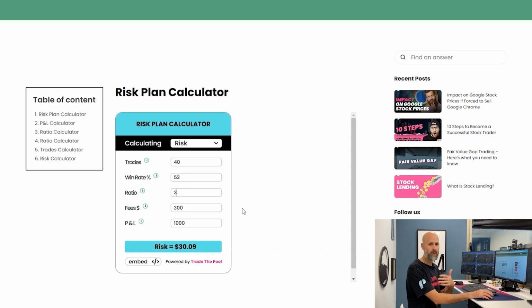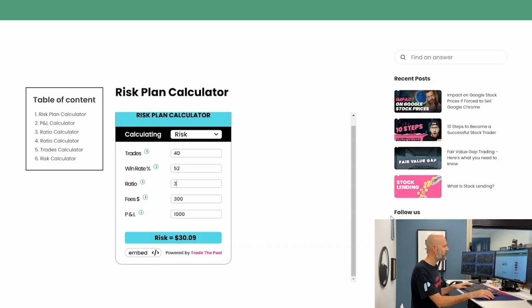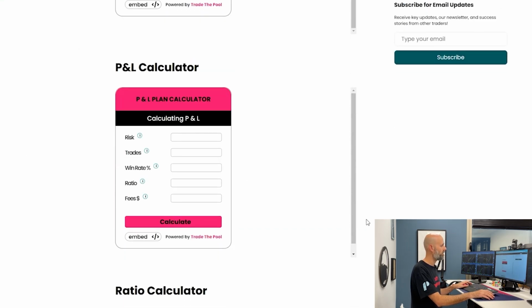And like I said, we have a few different calculators, the same concept, but this one is focusing on risk. And maybe you want to actually scroll down and focus on calculating the P&L. So if I'm adding those parameters, what will be the outcome of the P&L?